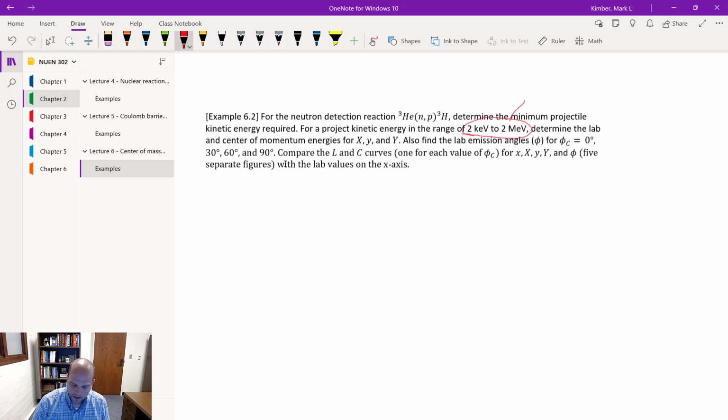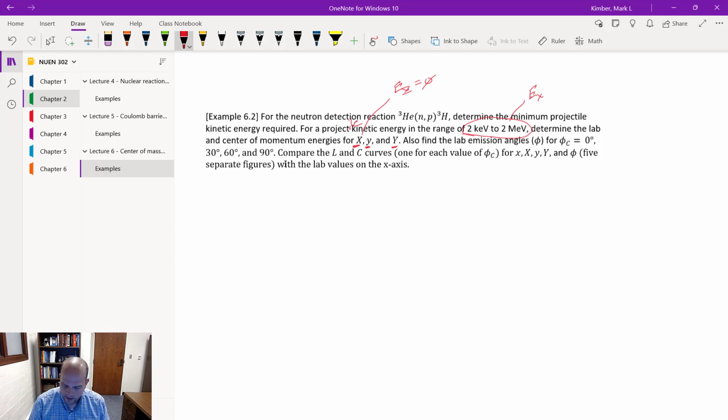This should say projectile kinetic energy. So I'm going to consider that, and then I want to determine the lab and center of momentum energies for X, Y, and capital Y. Well, the lab kinetic energy of capital X, that's an easy one. That's going to be 0. That's what we started with. That's what we chose our lab frame of reference to be.